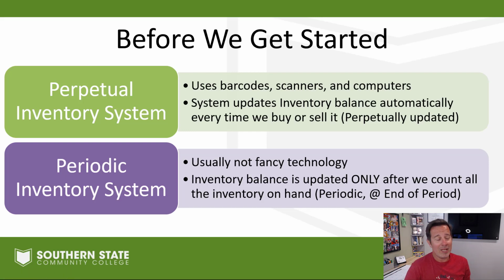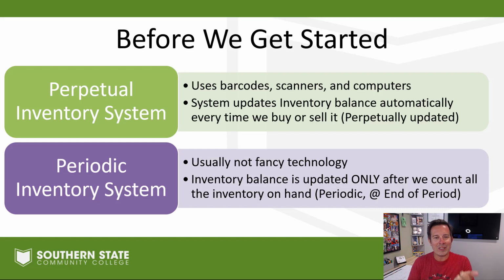Your book, and pretty much every accounting book that you open up, will talk about two different types of inventory systems. They'll tell you about a perpetual and they'll tell you about a periodic inventory system. Now, the perpetual inventory system is probably what you're going to be most familiar with, and it's what you're going to see most of the time out there in the accounting world. It's an inventory system that keeps track of inventory all the time.